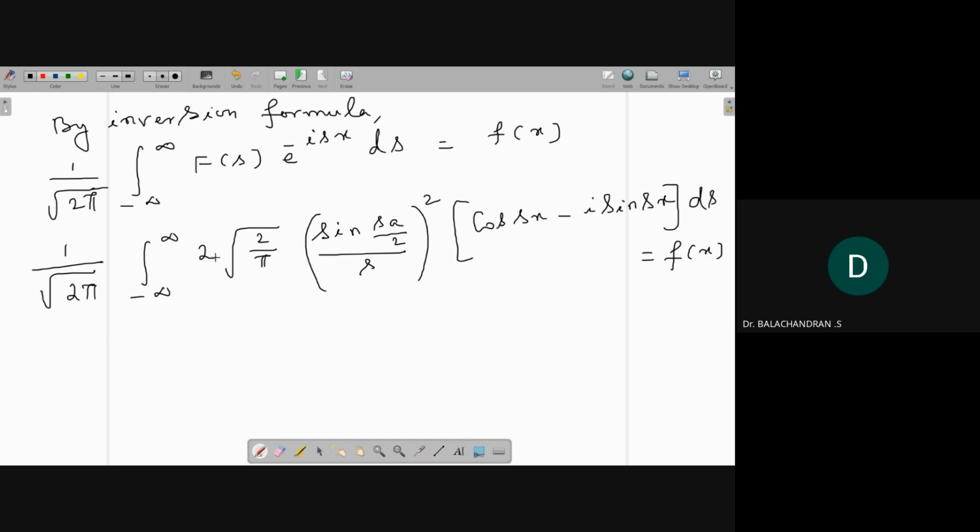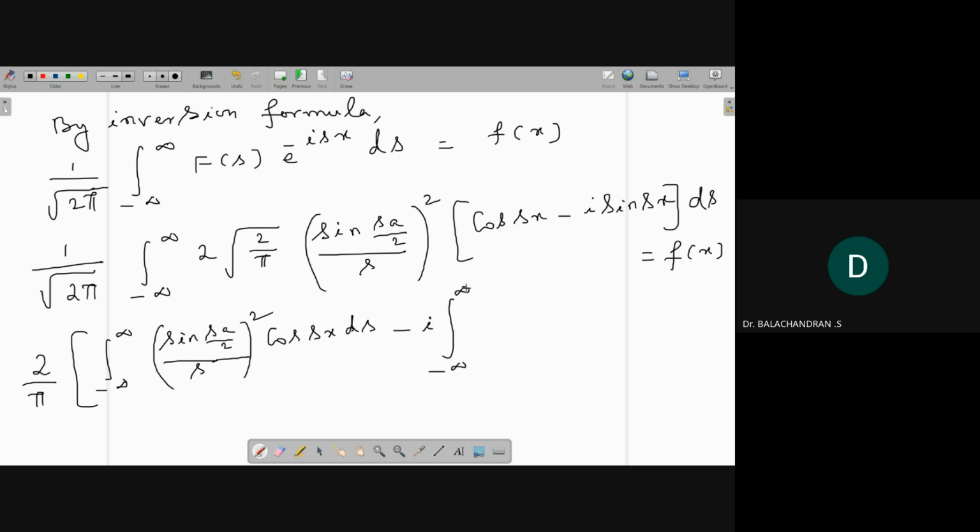Now again root 2 and root 2 get cancelled. You'll get 2 by pi, integral minus infinity to plus infinity, sin sa by 2 by s whole square into cos sx into ds, minus i into integral minus infinity to plus infinity, sin sa by 2 by s whole square into sin sx into ds, and then close the bracket, which is equal to f of x.